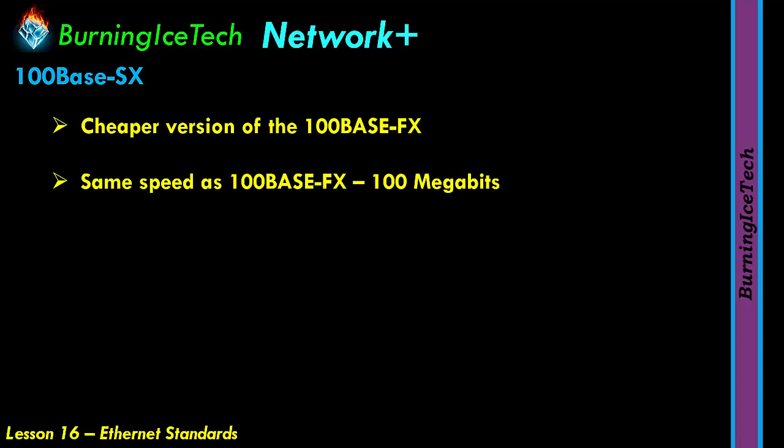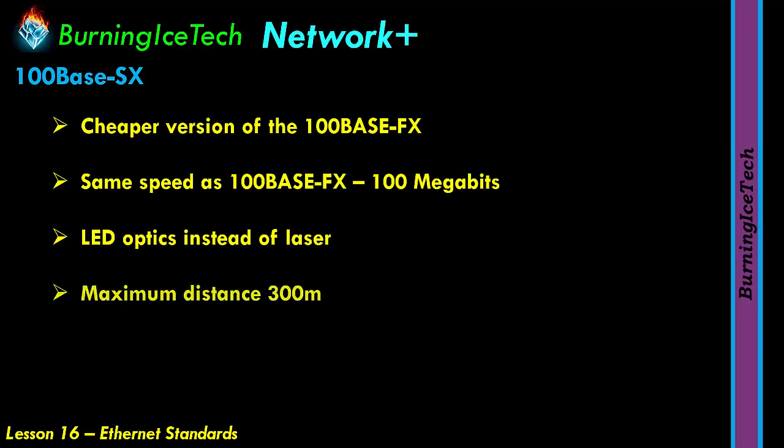Now, as for the light going through the cable itself, instead of a laser, it uses LED optics, which is a lot cheaper, but it also has its drawbacks, like you would expect. Unfortunately, one main drawback about using LED optics instead of laser is that the maximum distance is now reduced to 300 meters instead of the one we had earlier.